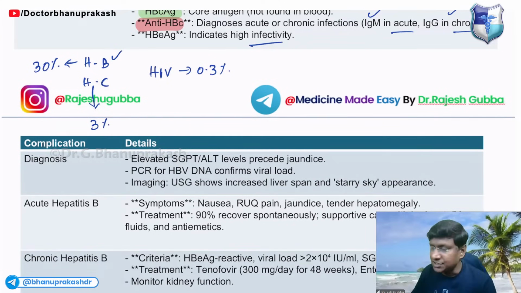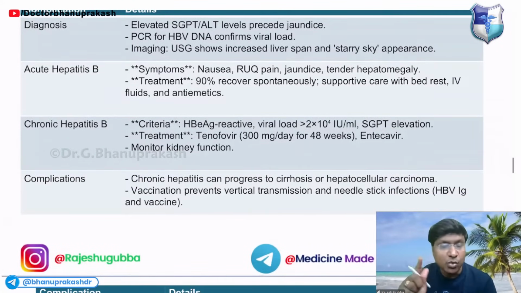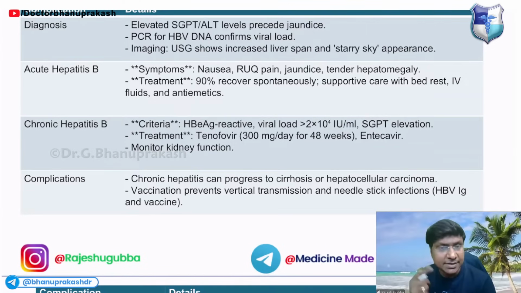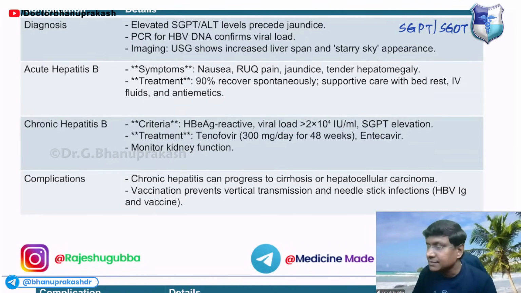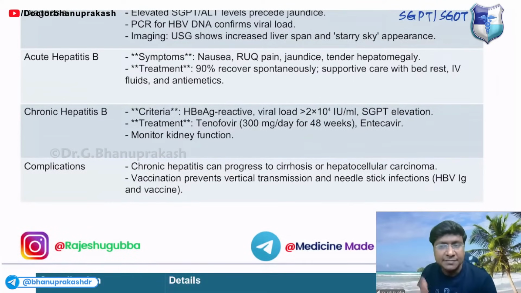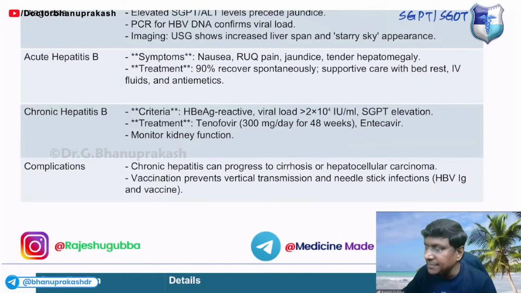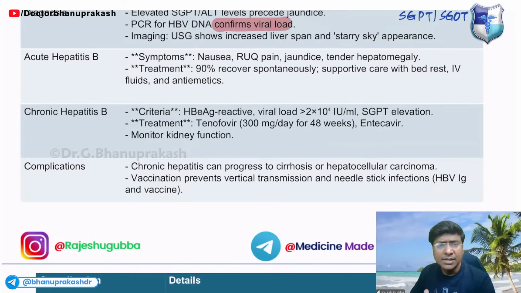Next to serology, if they want to ask a question related to enzymes, I have already said this for alcoholic hepatitis, but let me repeat. The SGPT to SGOT ratio will be more than one in viral hepatitis. Whereas in alcoholic hepatitis you will have exactly the reverse: SGOT to SGPT will be more than one. Next, coming to the diagnosis, I have already said it is by viral load and serology.